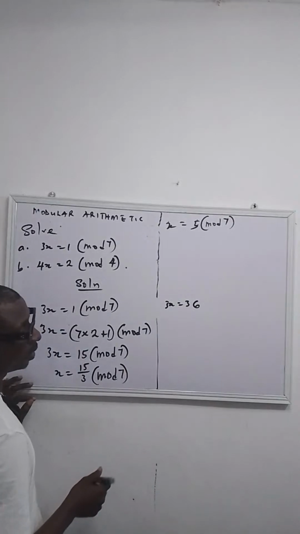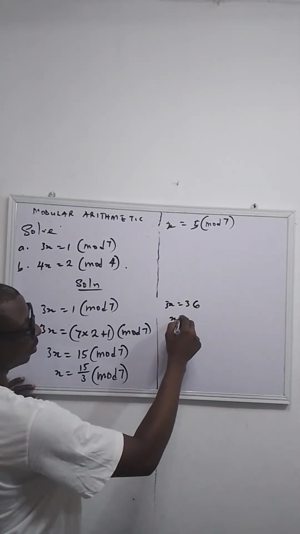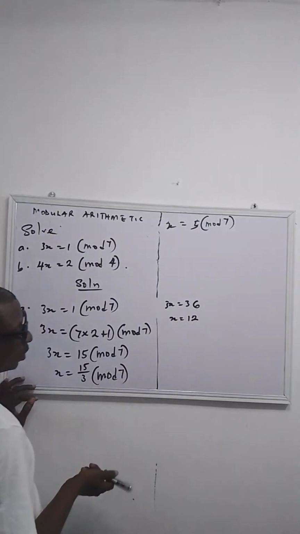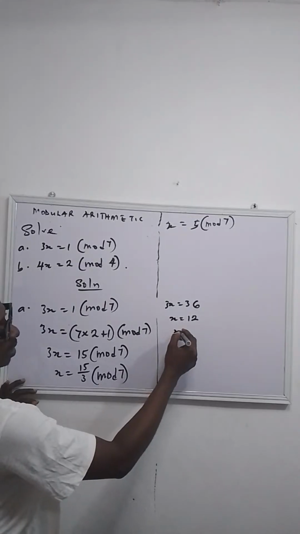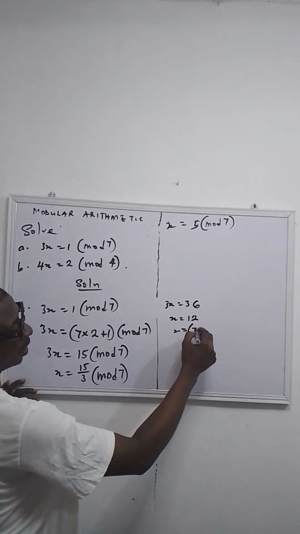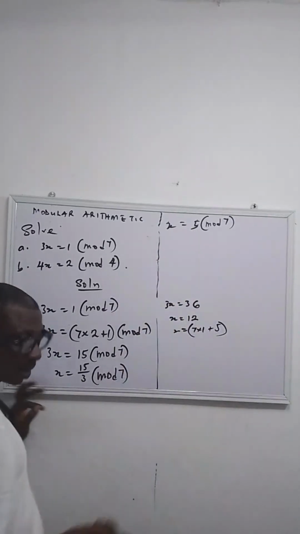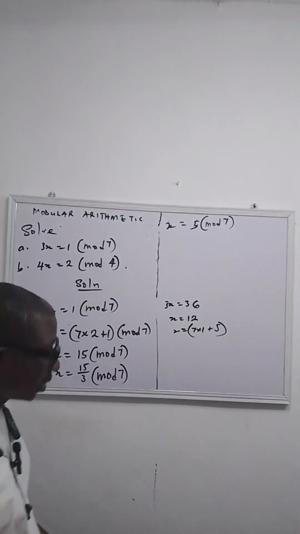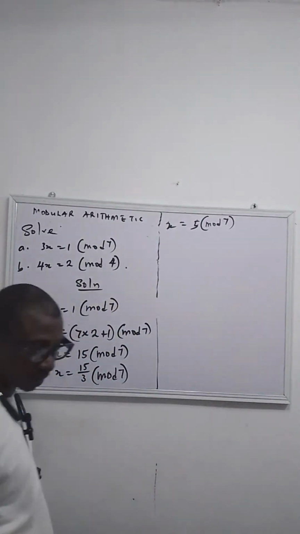You can write it somewhere here. So we have, when you divide this by 3, what do we have? x equals 12, right? Okay. So now look at it. 12 can be expressed as what? 7 times 1 plus 5. Which we have gotten before. So that means this is the only answer to that problem. So you must be sure that we don't have any other answer.